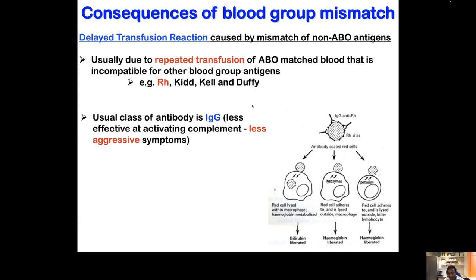These are single Y-shaped molecules, not 5 molecules. When they are produced, it's a slow response because the body has to be exposed to the immune system and then produce them. It will take around 7 days to produce these molecules. They are less aggressive compared to the ABO mismatch, because those are maternal, pentavalent antibodies, and here they are single valent antibodies.